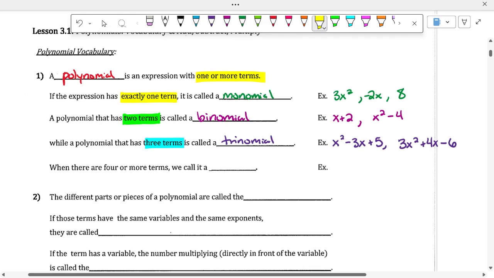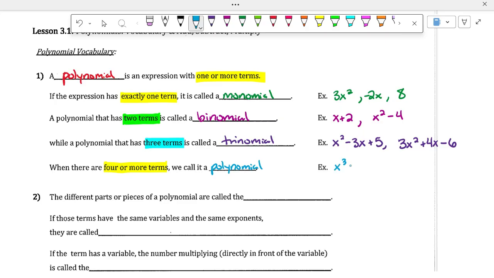Now, finally, if it has 4 or more terms, so once you get past 3, there's no longer a special name for it. You just call it a polynomial. An example would be x cubed minus 2x squared plus 4x plus 7. That one has 4 terms, so we just call it a polynomial.